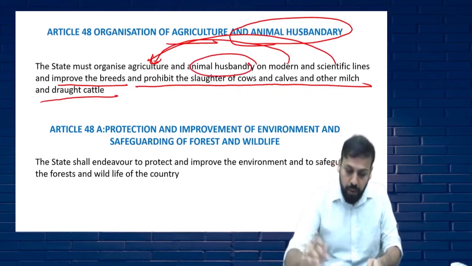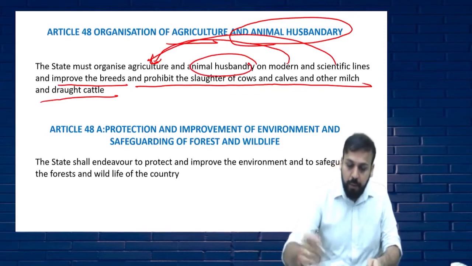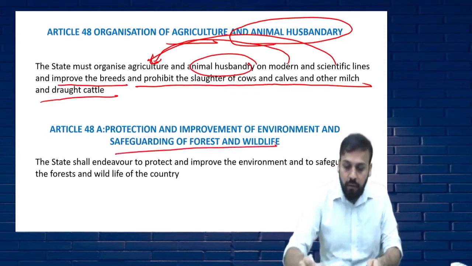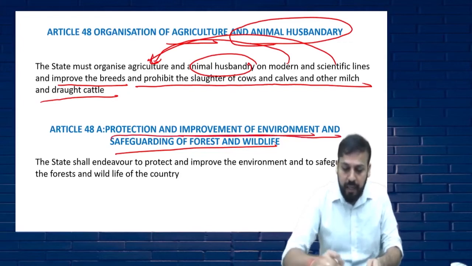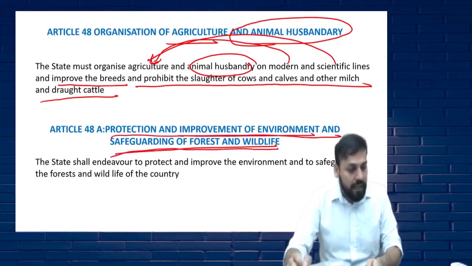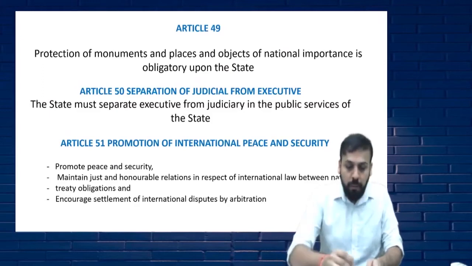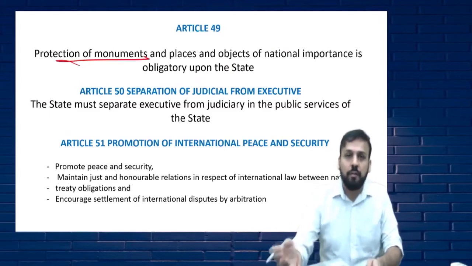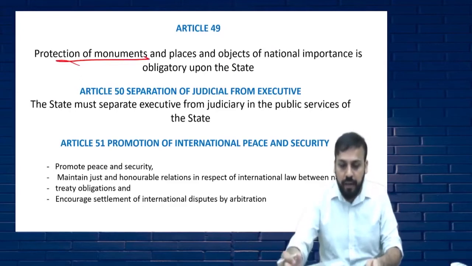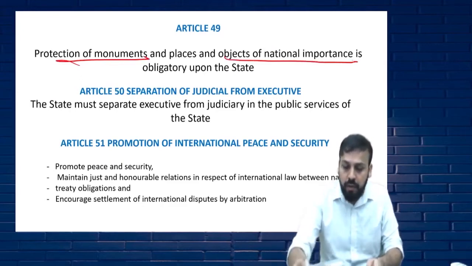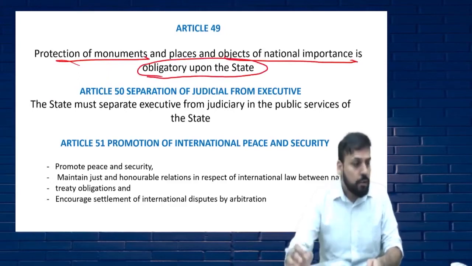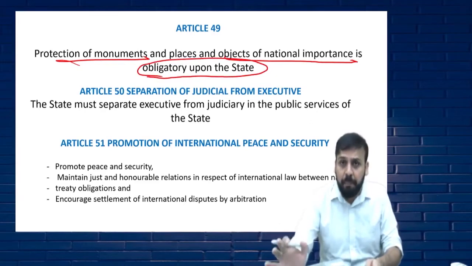Same way, 48A. Protect and safeguard forest, wildlife, and improve the environment. Protect and improve the environment and safeguard the forest and wildlife. Very, very clear. 48A. 49. Protect all the monuments, Taj Mahal, Qutub Minar, Lal Qila, which are of national importance, is obligatory upon the state. Every government, every state should protect the monuments. So it is our representation.